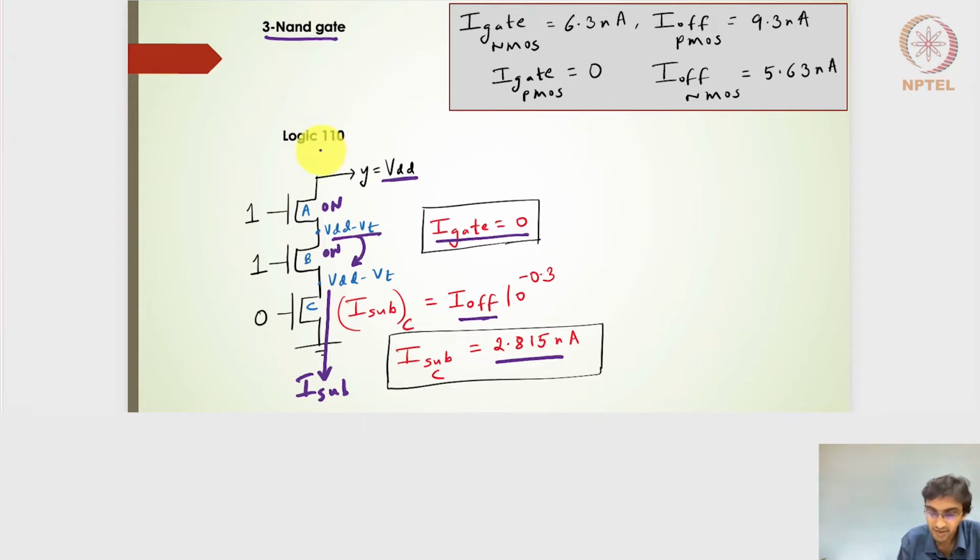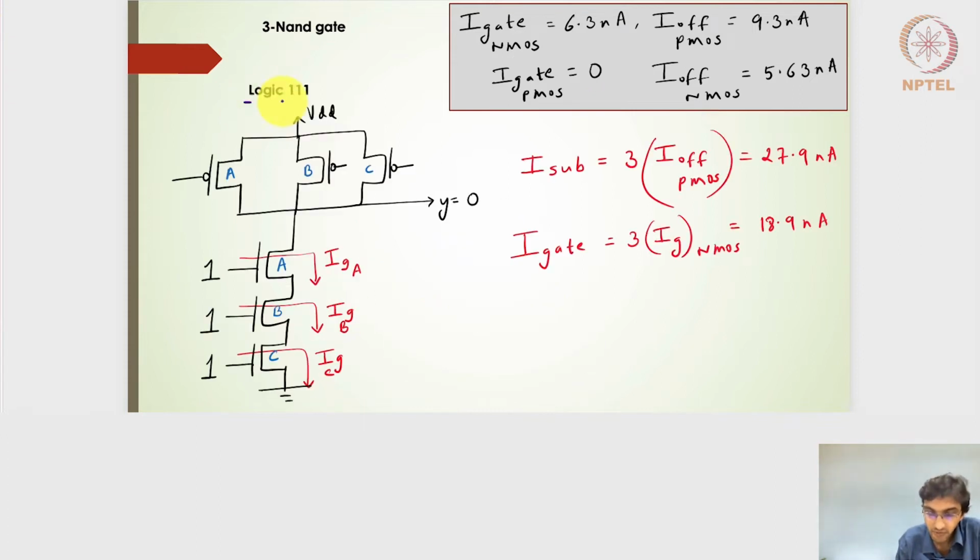Right, so in this particular logic, we have 110. On the PMOS side, we will not have any subthreshold leakage current, and for the gate leakage component, although there is an on transistor here, it is a non-transistor on the PMOS side. The gate leakage current in the PMOS side is considered to be 0, so we will not have any gate leakage current or subthreshold leakage current coming from the PMOS transistor side or the pull-up circuit. On the pull-down circuit, we will have a gate leakage current of 0 and a subthreshold leakage current of 2.815 nanoamperes. So my static power will be nothing but 2.815 multiplied by 1 volt, which is 2.815 nanowatts. So hope this is clear.